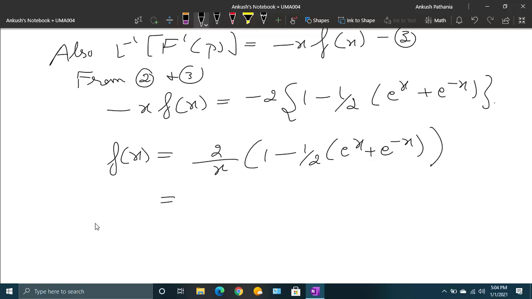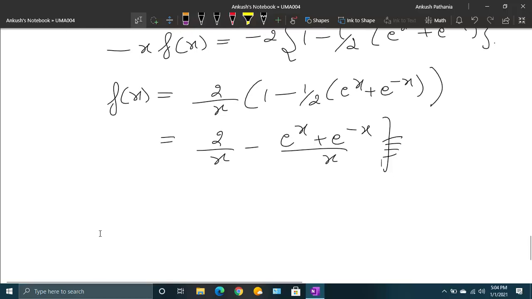So I can write this as the solution, or otherwise it is 2 upon x minus e raised to power x. I'm just trying to convert it into some form. You can also change it to this form, because this form correlates with the hyperbolic function. But it is fine, you can just stop up to here. This is the final answer. So f(x) is equal to 2 upon x, and then 1 minus 1 by 2 times (e^x plus e^minus x).